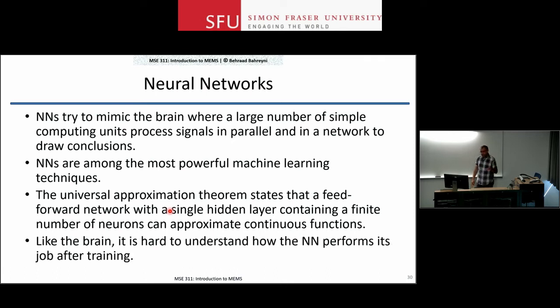Now, one of the biggest challenges with neural networks is that it's hard to figure out how they're doing their job. Right? So they do their job, and we have a theorem that says that they're basically super powerful. They can take care of many, many jobs. But we cannot figure out how they're doing their job in most cases. And that's dangerous. In engineering applications, that is very alarming.